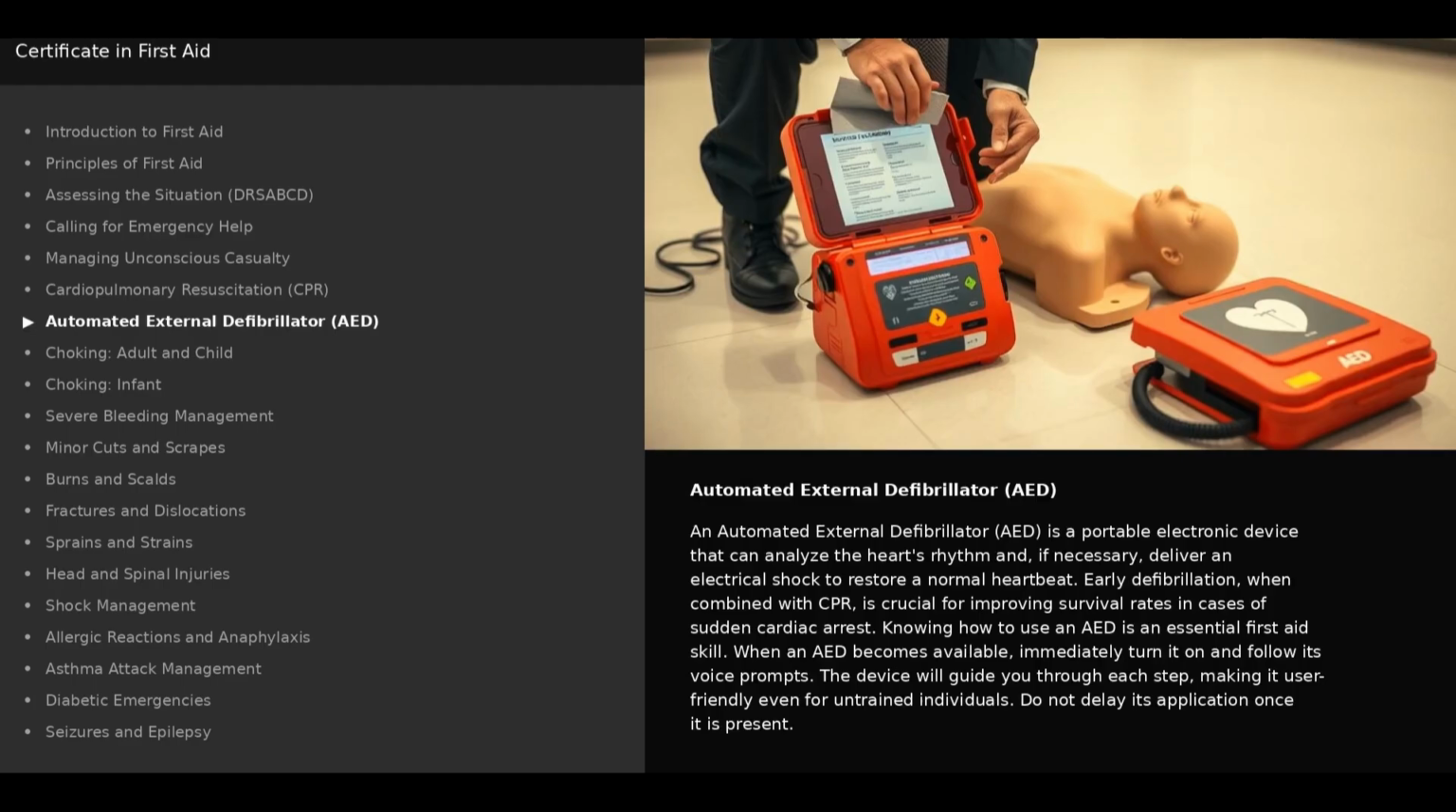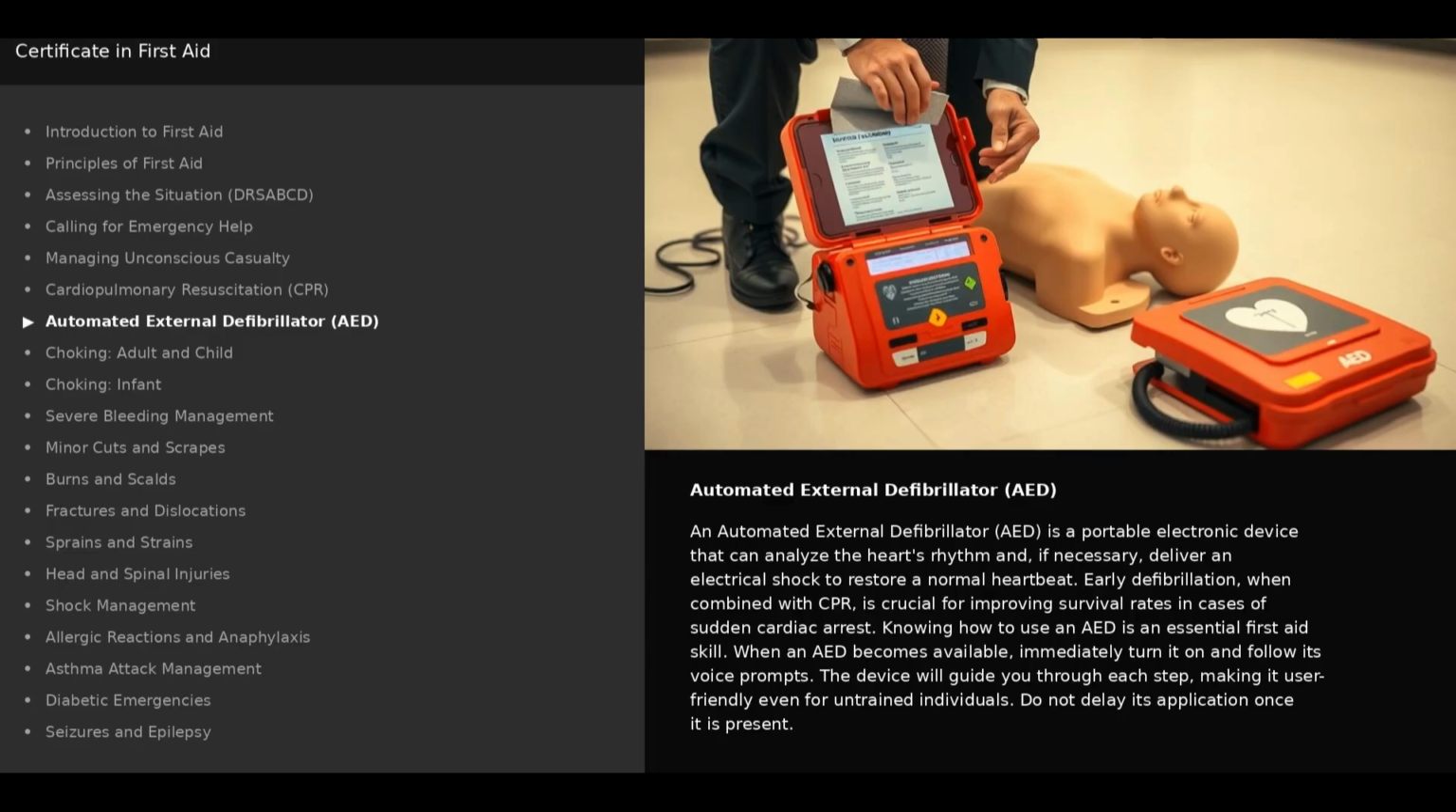Automated External Defibrillator, AED. An automated external defibrillator, AED, is a portable electronic device that can analyze the heart's rhythm and, if necessary, deliver an electrical shock to restore a normal heartbeat. Early defibrillation, when combined with CPR, is crucial for improving survival rates in cases of sudden cardiac arrest. Knowing how to use an AED is an essential first aid skill.